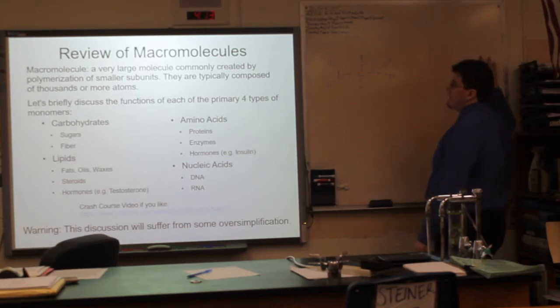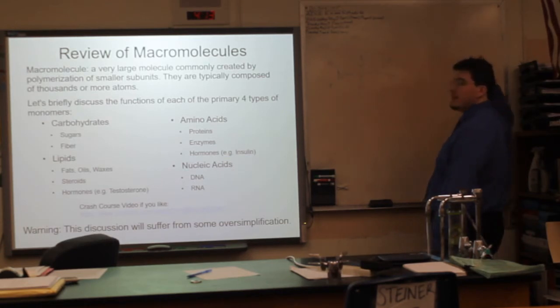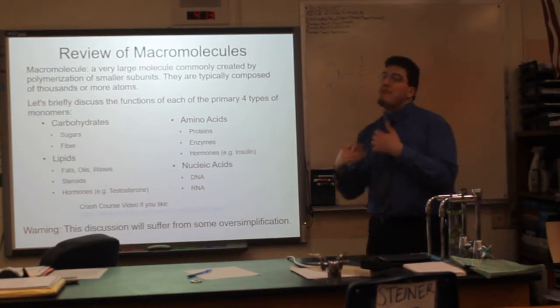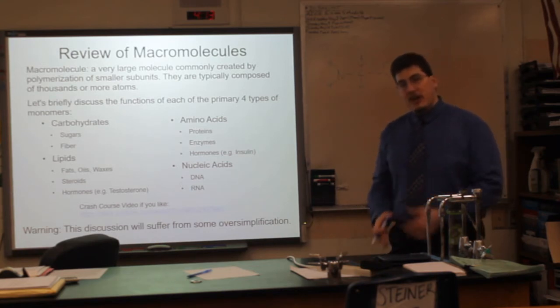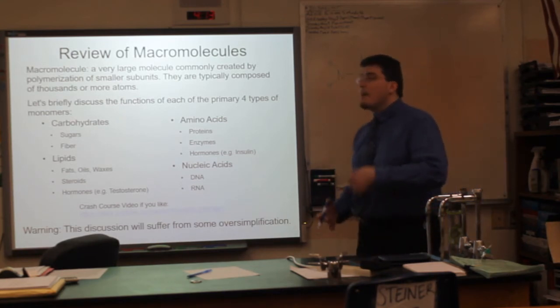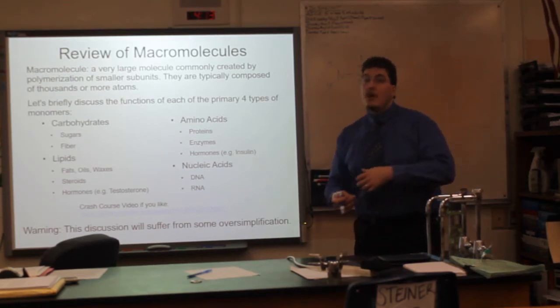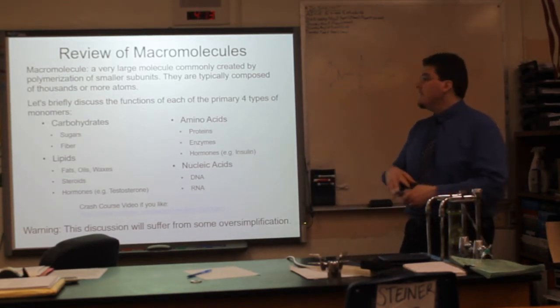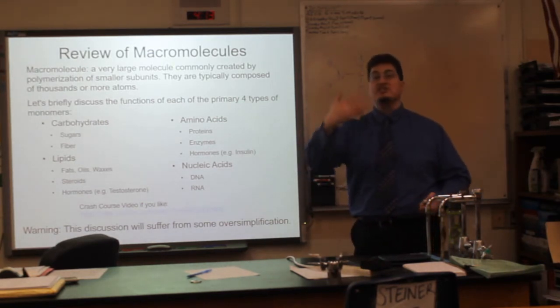Chaining these in sequence from amino to carboxylic, amino to carboxylic, amino to carboxylic, that will get you your polypeptide chain. Proteins are polypeptide chains. They have a bunch of different forms, but enzymes are proteins with a job to do, and hormones can also be in protein form. Insulin, for example, is a proteinaceous hormone.